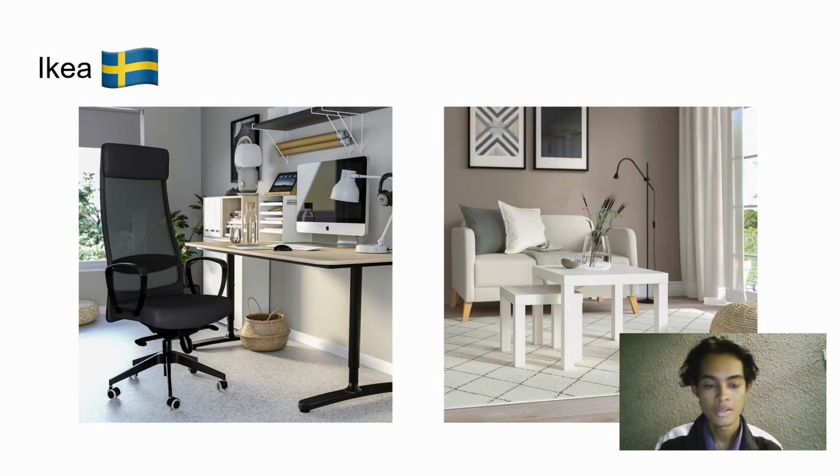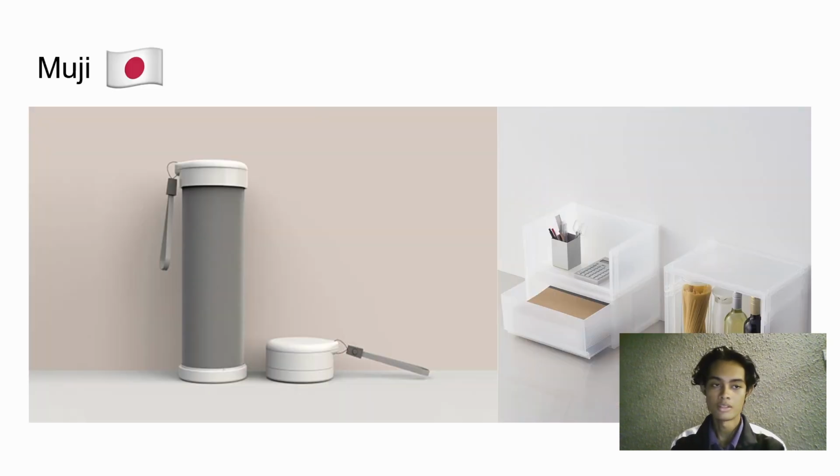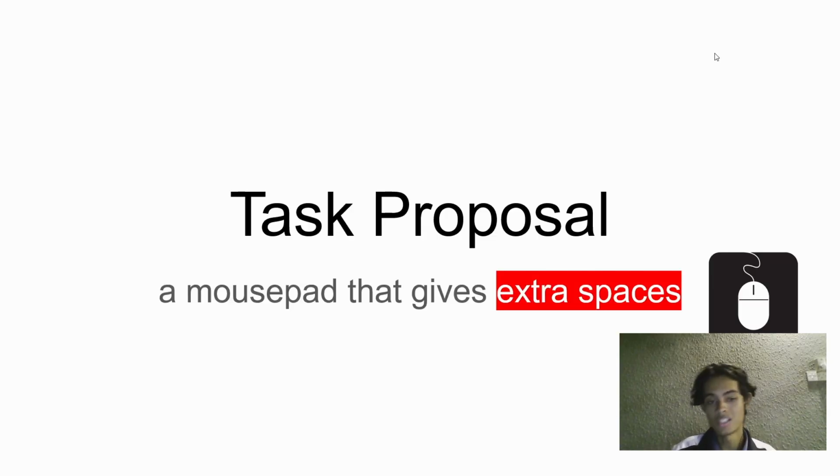As you can see, they design many products, but one of the most popular ones is the office chair called IKEA Marcus. Next one is a designer brand from Muji, which designs a lot of stationery and houseware. As you can see, some of the products I'm showing here are their water bottle and their compartment boxes. Next, we will go to the task proposal.